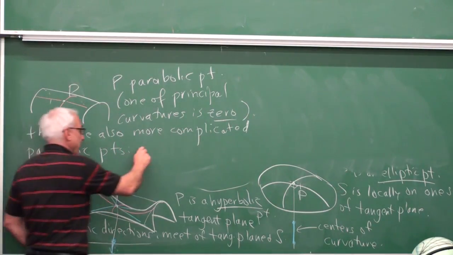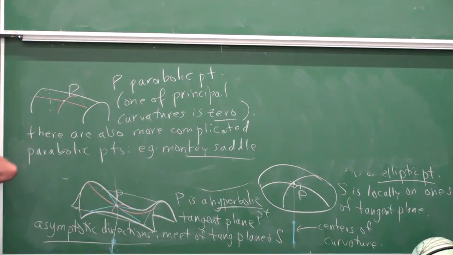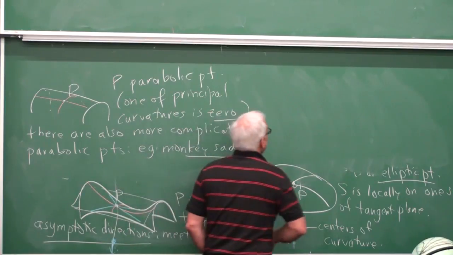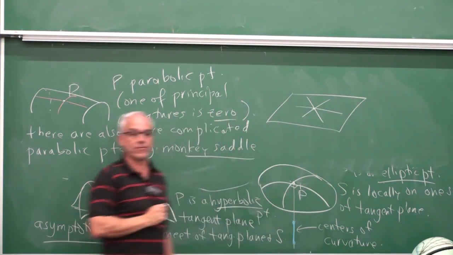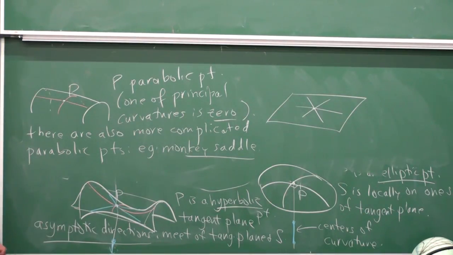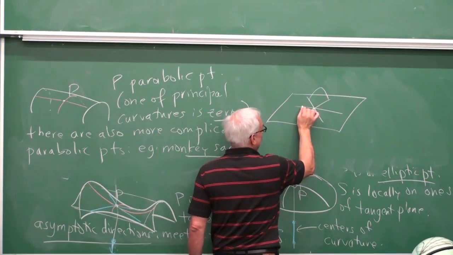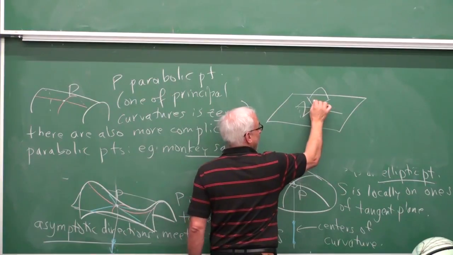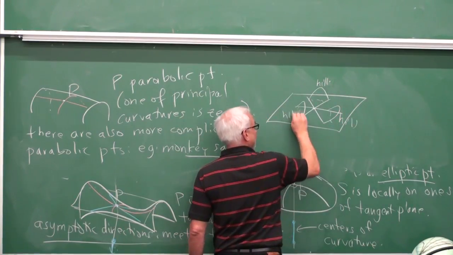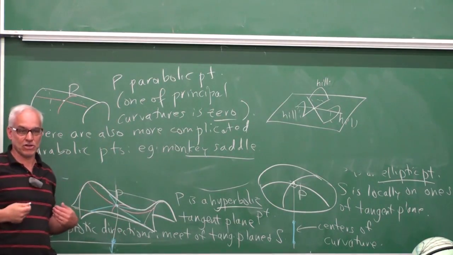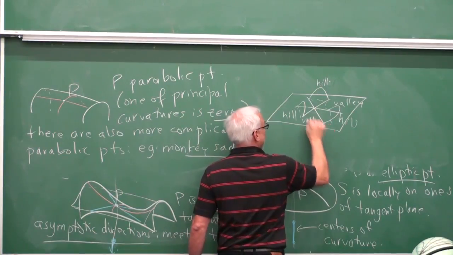And a famous example of that is the so-called monkey saddle, which I'm not sure I'll be able to draw very well. But the idea is that we take a plane and choose a point, and we divide the region near that point into six equal sectors. And we put mountains or hills on three of those sectors. So here's a hill, and here's a hill, on this sector and on this sector. So here we have a hill, hill, and hill. And on the opposite sectors, there are valleys going down. Here is a valley, and a valley.